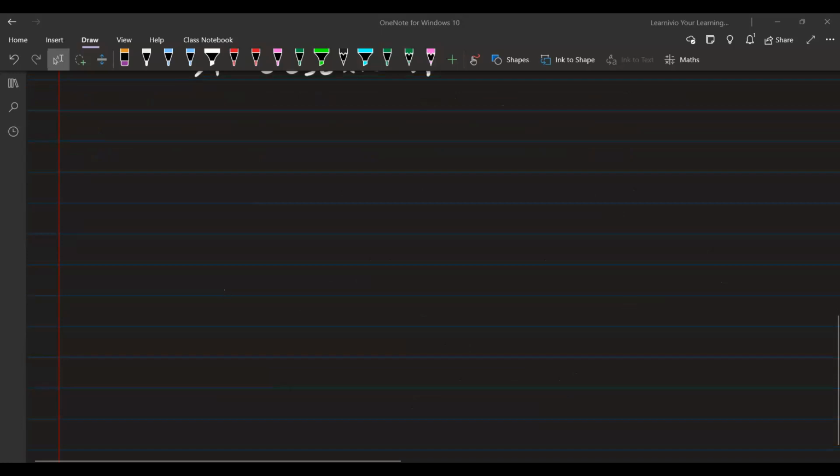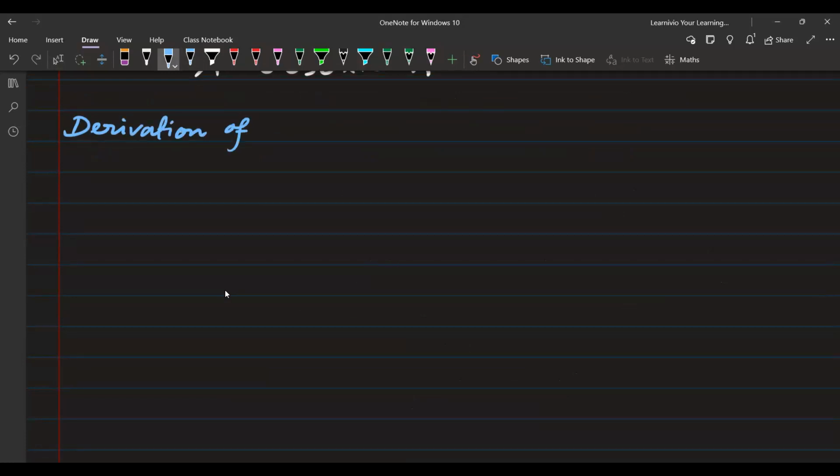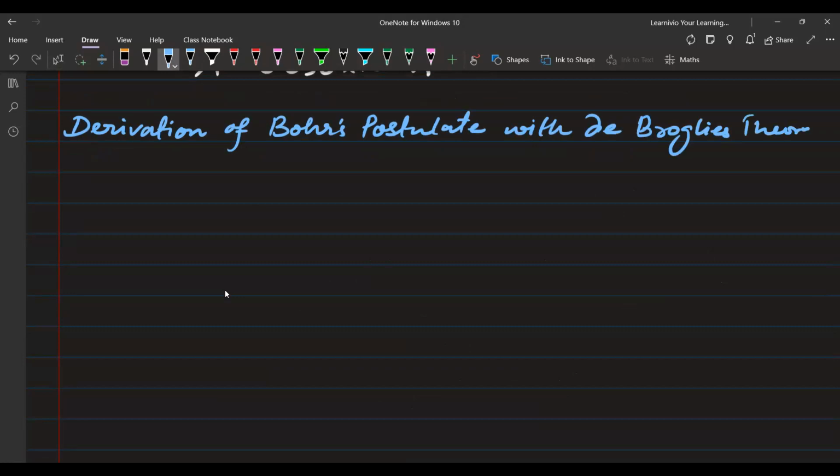नेक्स्ट देखिएगा. Derivation of Bohr's postulate with de Broglie theory. थ्योरी हाइपोथेसिस एक ही चीज है.